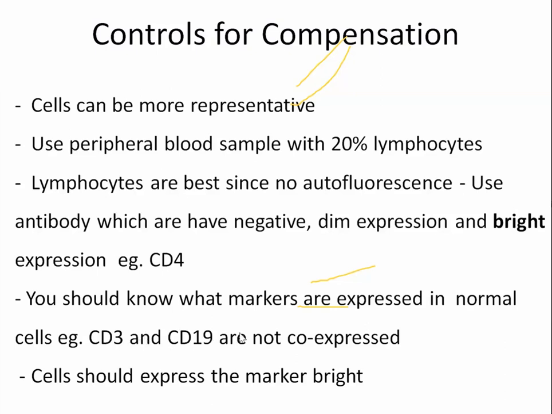For example, CD3 and CD19 are not co-expressed. So if you find something co-expressed between CD3 and CD19, that means there is something wrong. There is a spillover. So these things you should know. The cell should express the marker bright. As I said, when you are doing compensation, the marker should be bright enough. There is no use of using a marker which is dim for that particular fluorochrome. Then when you get a bright signal for that particular fluorochrome in your regular or experimental samples, there may be a spillover in other channels. So that also has to be done.